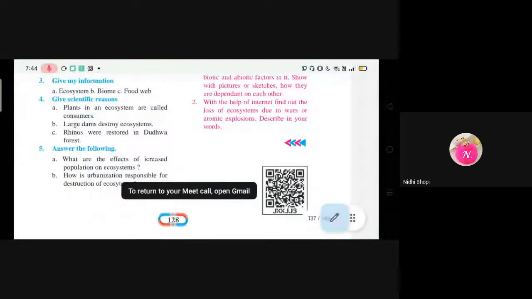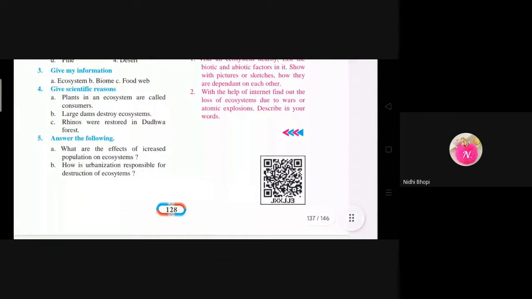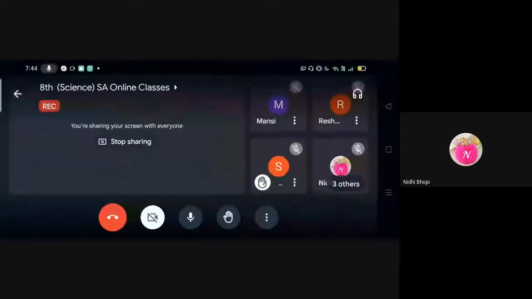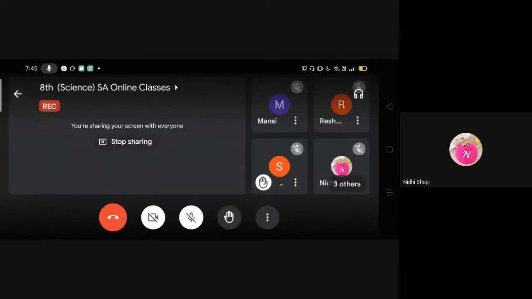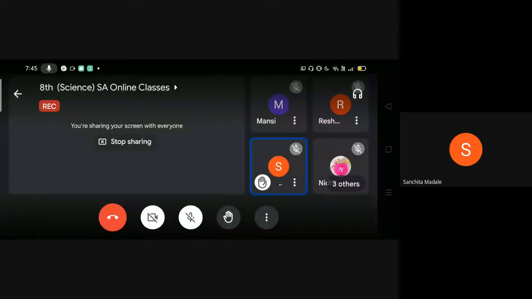How is urbanization responsible for destruction of an ecosystem? Yes, Sanchita. First, when people do not get sufficient food and other things, then they migrate to the cities.